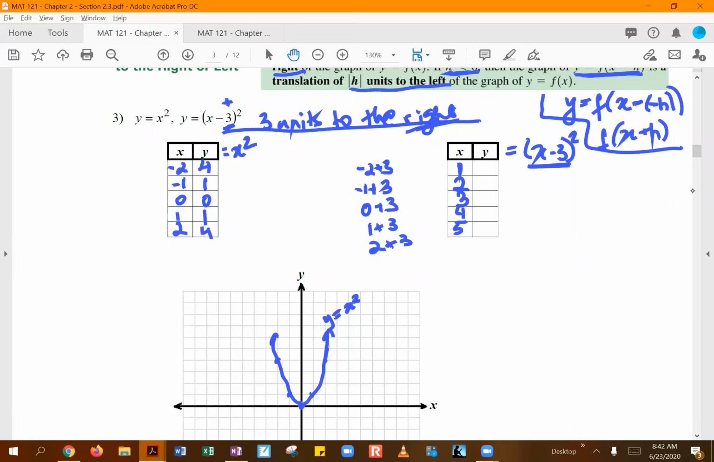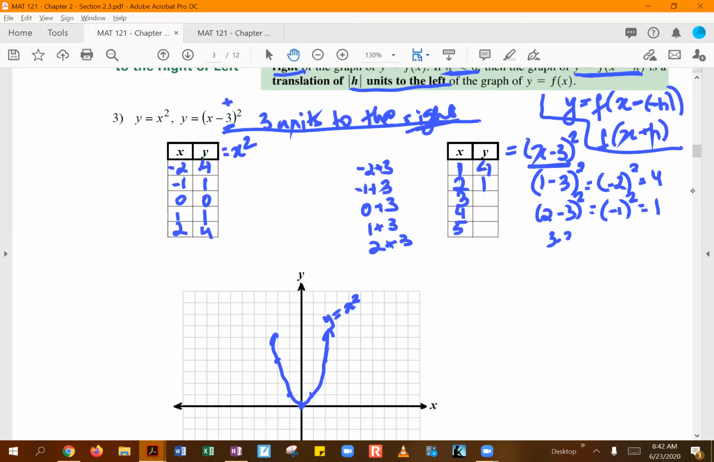But let's verify that. So if I use 1 as my x value here, I will get 1 minus 3, the whole quantity squared. So 1 minus 3 will be -2. -2 squared will be 4. So we get a 4 here. Again, check the same thing with the other. So 2 minus 3 would be -1, and -1 squared would be +1.